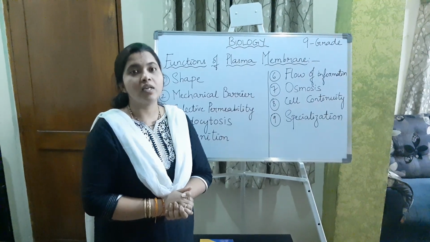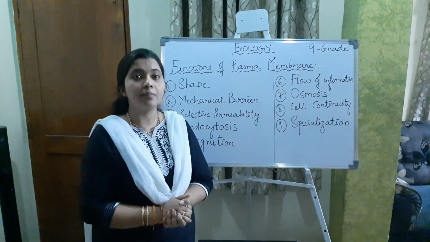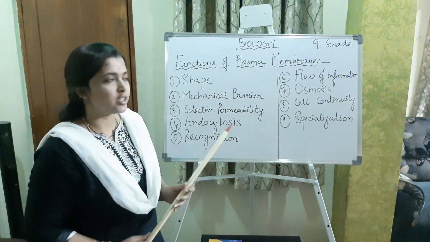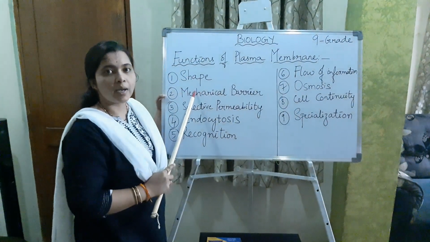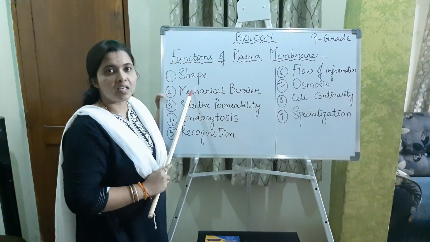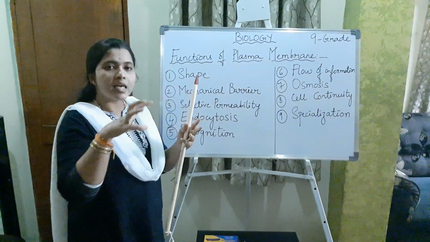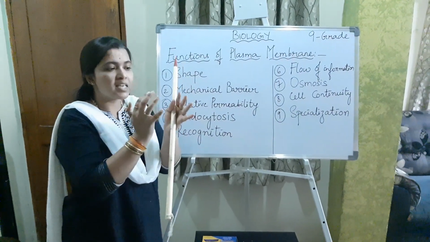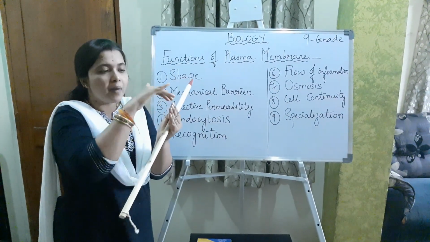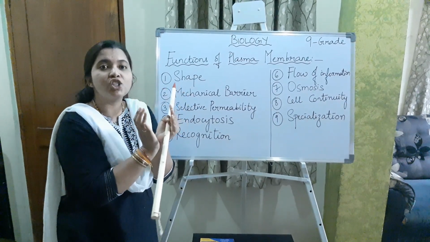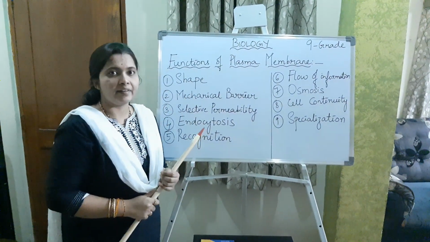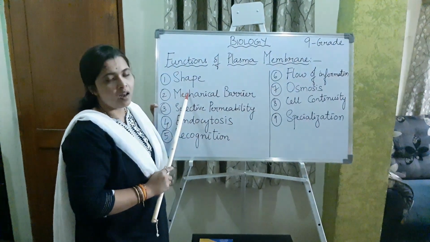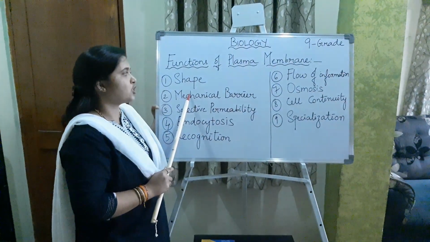So let's see what are the main functions of plasma membrane. So coming to the first function, shape. All the cell organelles and the semi-fluid content known as cytoplasm are embedded in the cell, isn't it? But plasma membrane is giving the shape to that particular content. So plasma membrane helps in giving the shape to the cell. This is the first function.